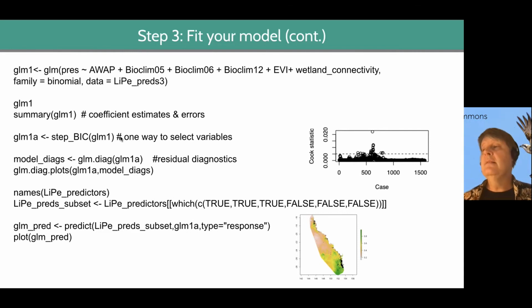So that's a step that's not available in EcoCommons in the point-and-click dashboards. But if you've used a lot of variables, it might be something that you want to explore to see if you can improve your results by getting rid of variables that aren't giving you a lot of bang for your buck, as it were.